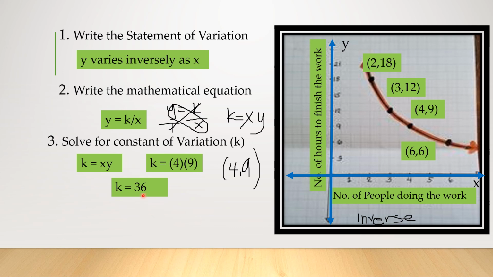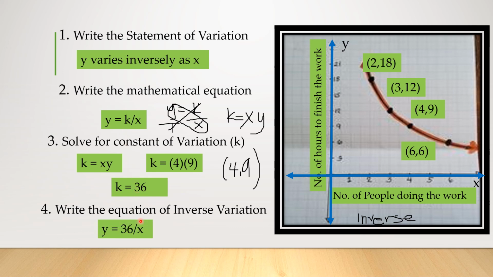You can now write the variation equation. The equation of inverse variation now is, instead of k, you substitute the value of k, which is 36. So y is equal to 36 over x. Okay, so that's very simple, but you need to be careful in analyzing the graph.